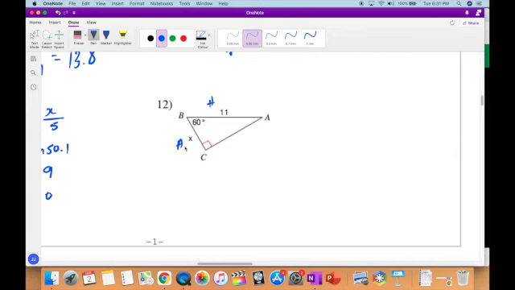And then over here we have hypotenuse and adjacent, so that is cos. So cos of 60 is equal to adjacent x over the hypotenuse 11. So x is equal to 11 cos of 60, which is 5.5.